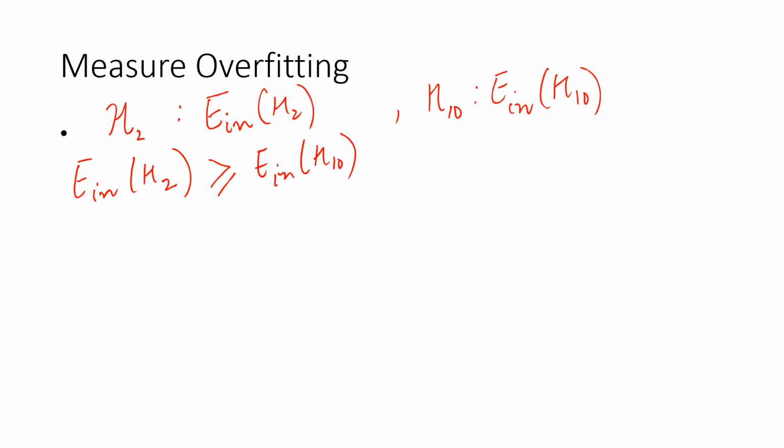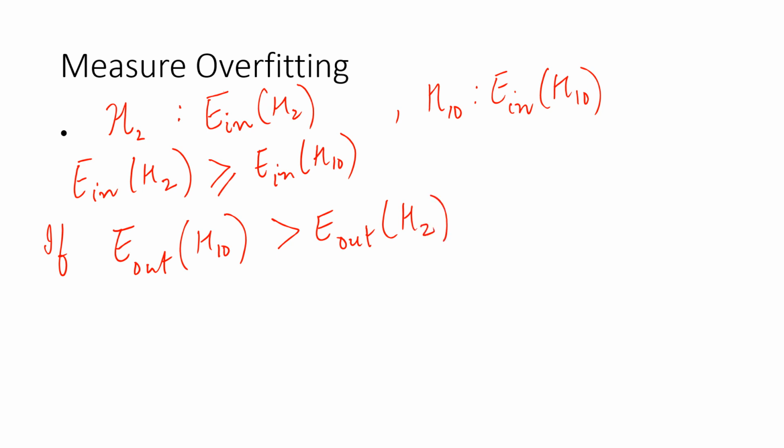Now, if this happens, E_out, which mostly happens if this is a complex one, is strictly greater than E_out of the simple model, which is H2. If this happens, then basically we fit the data more than was warranted, and that was the definition of overfitting. So now if this happened, we can define an overfit measure.